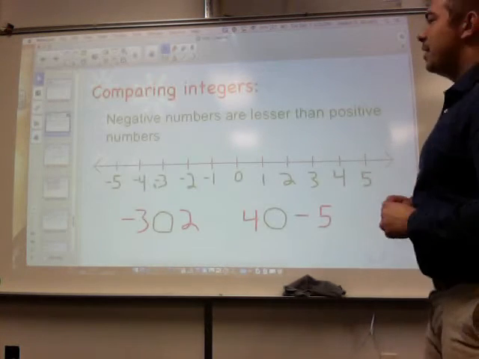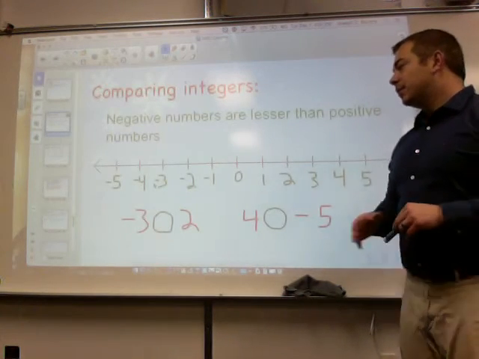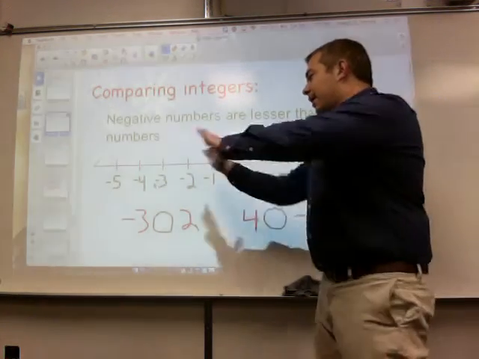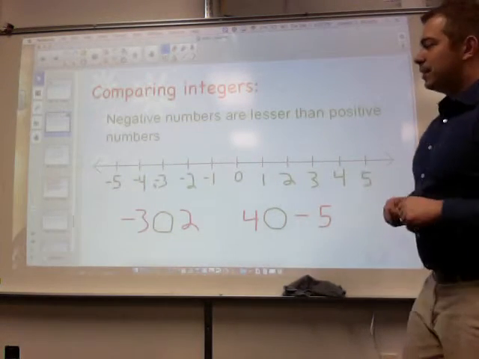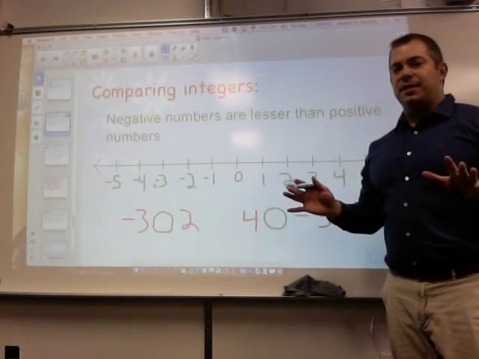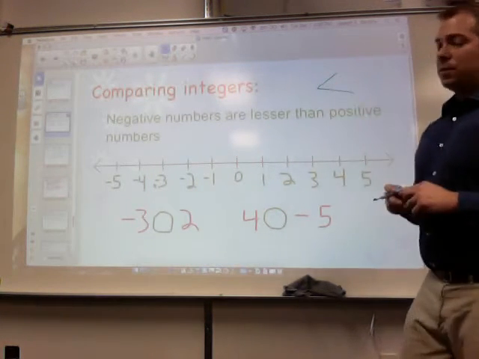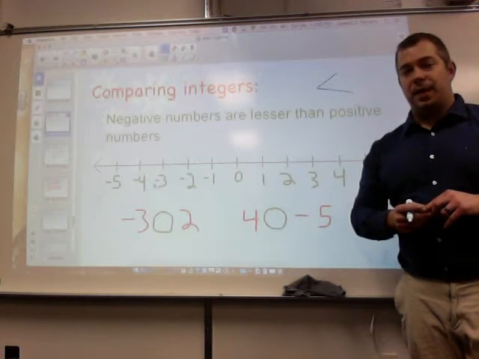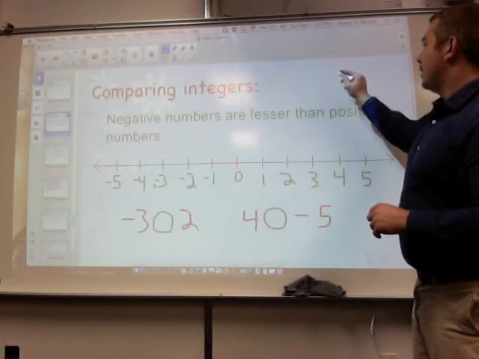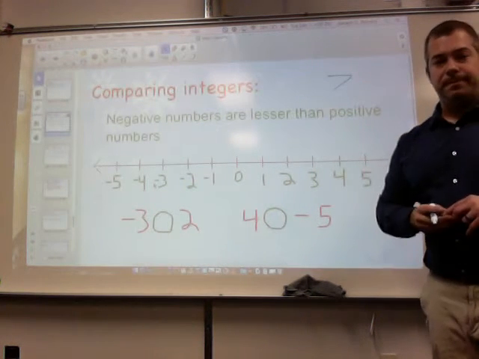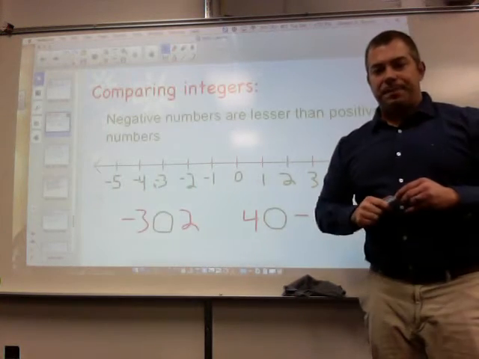First of all, comparing integers. We need to know that negative numbers are lesser than positive numbers. So here's 0. Anything on the left side of 0 will be less than anything on the right side of 0. So let's take a look at our first example. Well, even before we get into that, we need to remember the sign. We need to remember that the smaller number will always eat the bigger number, okay? And the bigger number will always get eaten by the smaller number. All right, so we need to remember those signs. All right, here we go.